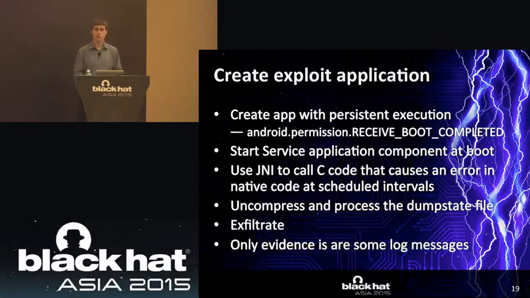So once you force the generation of the dump state file, then you can unzip it just using the Android API. From there, if you know what you're looking for, you could use regular expressions to get any data that you know is already known. If not, you could just exfiltrate the whole file and process it later. And the only evidence of this happening is some log messages. So if the user is using ADB and recording it, they would be able to see this, but ADB is generally for developers, and most users probably wouldn't use it.